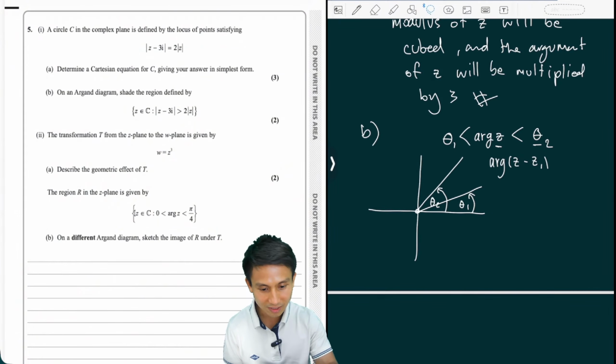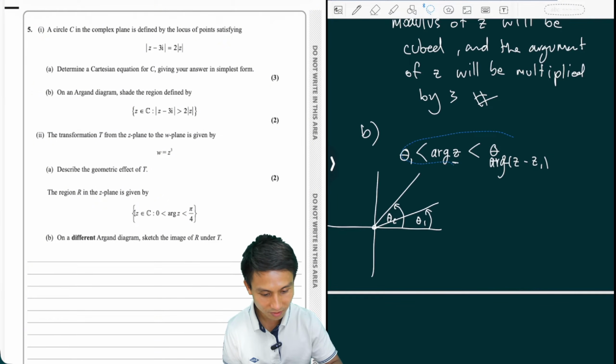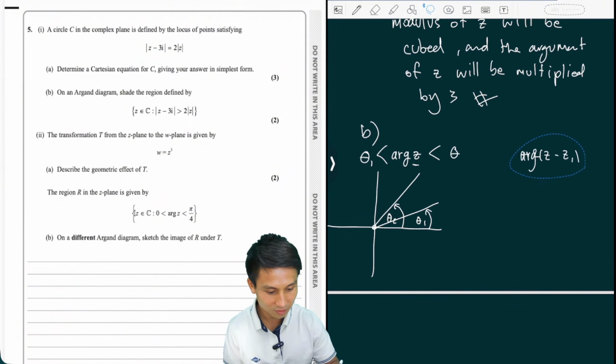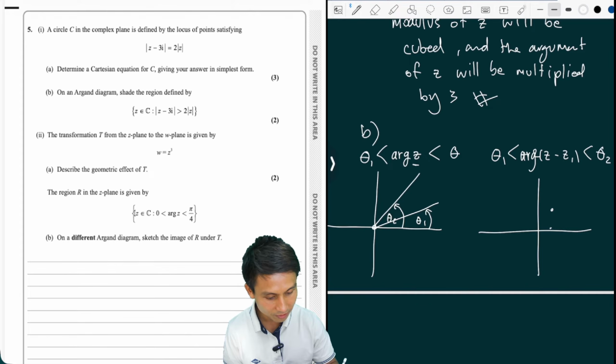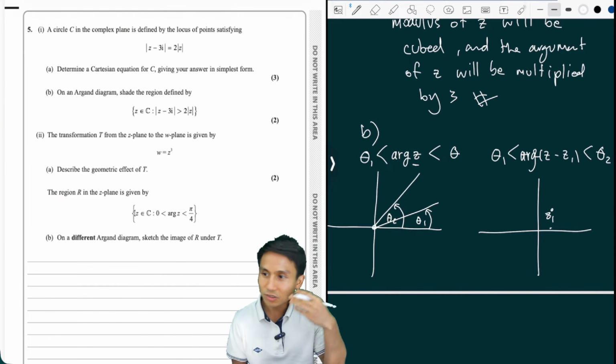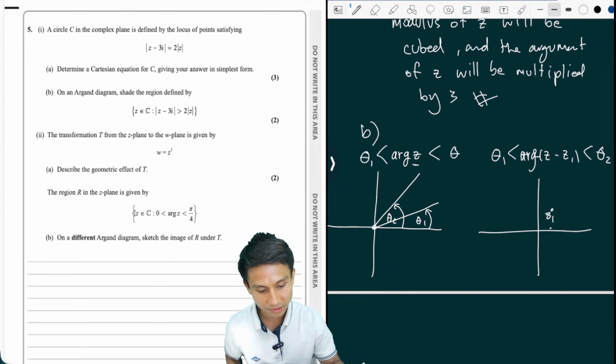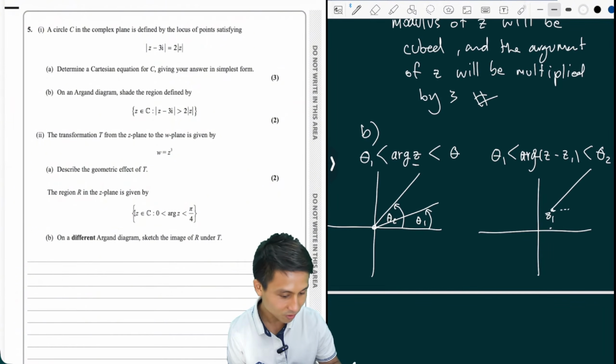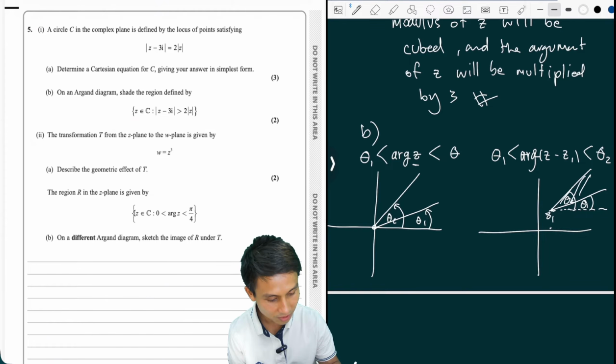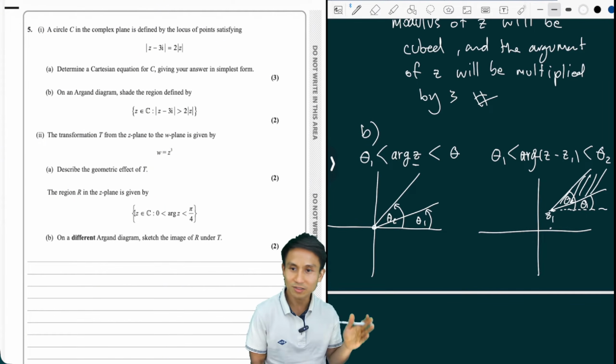So instead of that, let me just group them like this. This is for just argument z, not z1. When you have, like this, let's say that is point z1. You're going to move the vertex, where the two lines intersect, to this point z1, and then again you have an initial line here, and then you have two angles. So this is theta 1, this is say theta 2, and then you shade in between as well. So that is the only difference.